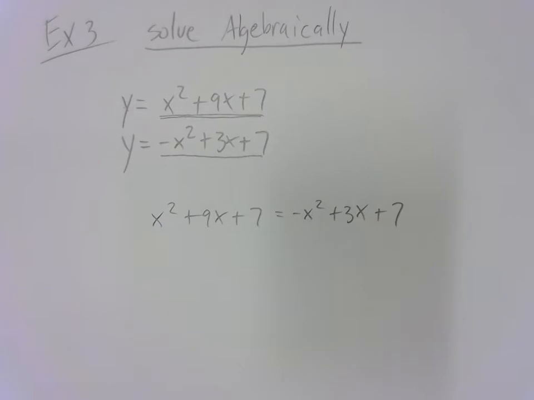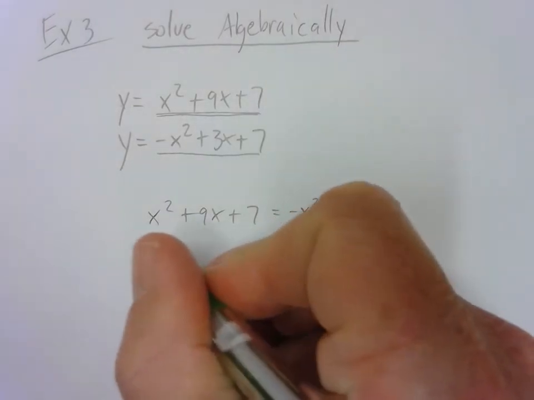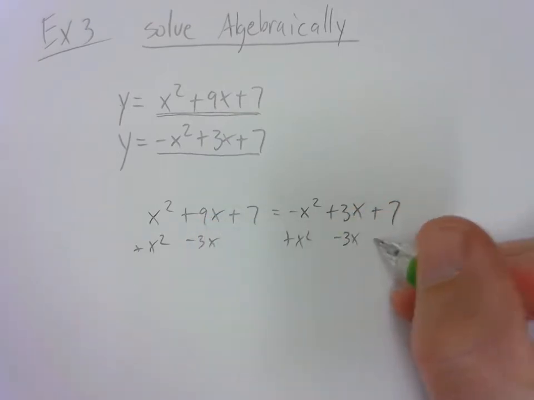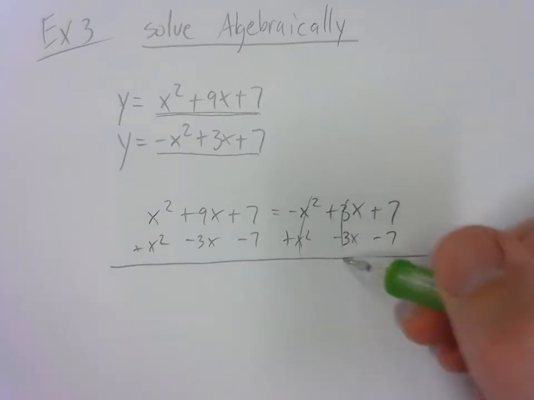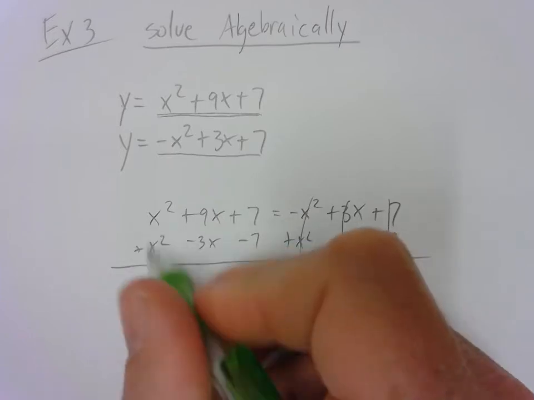So I'm going to add over x squared. I'm going to subtract over the 3x. I'm going to subtract over the 7. Well, that's cool because the 7's go away. So all this goes away. I get 0 equals 2x squared, because I have 1 and 1, and then plus 6x.